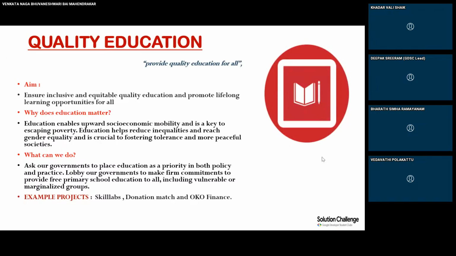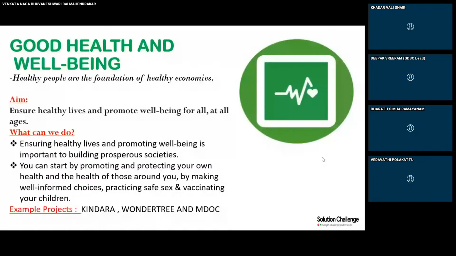Moving on to the next slide, we have quality education. Before that, I need to explain three projects. If you see below, we have example projects. The first project the United Nations has given as an example is Kindara. Kindara is an app where we can learn about our own body, based on the options you choose in the application. If you go to the Play Store and download the Kindara app for iOS and Android, you can explore your body, like how your hand is paining and what your legs' situation is, giving all the information about your body.